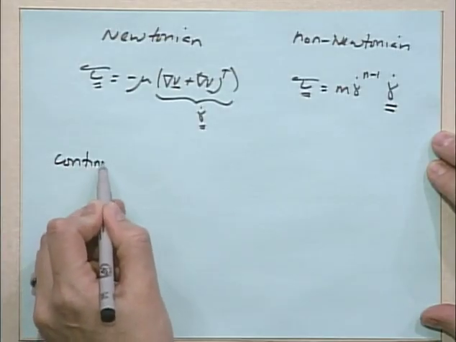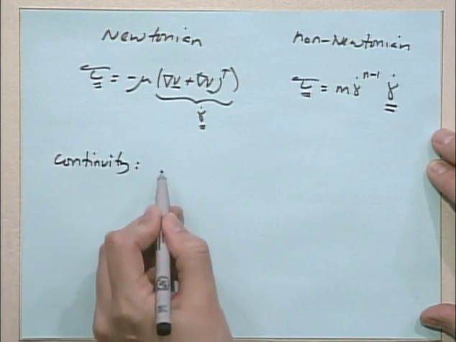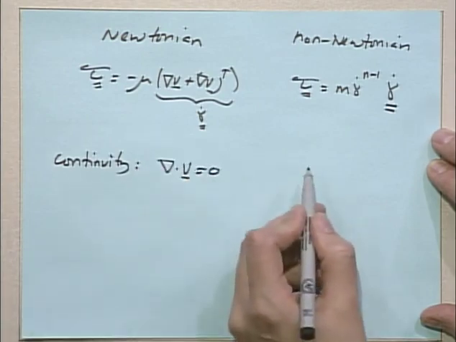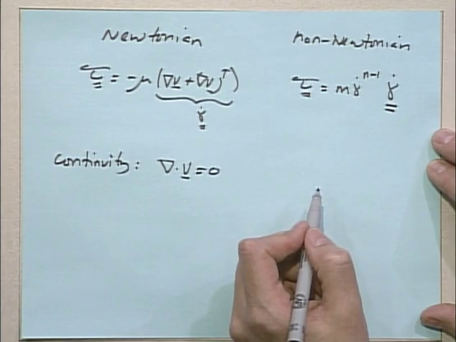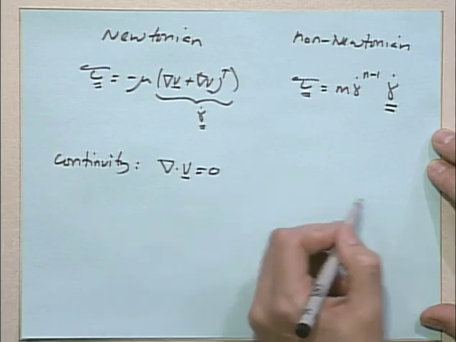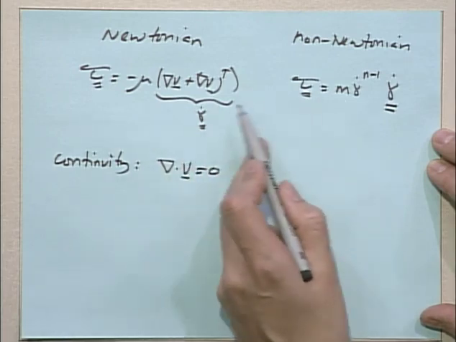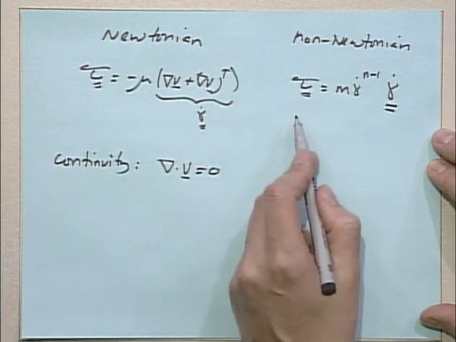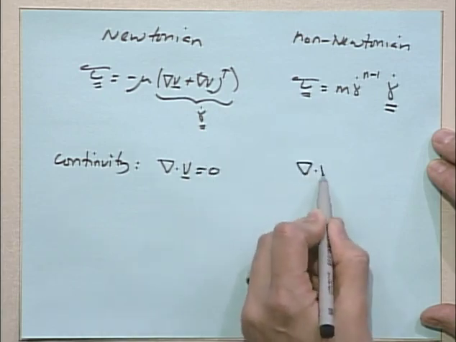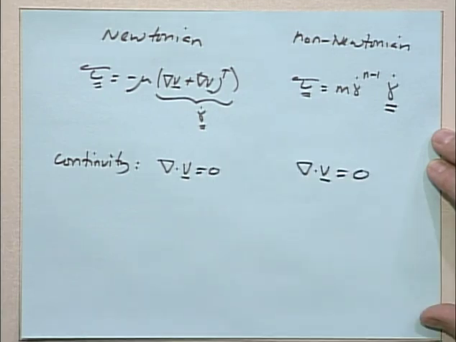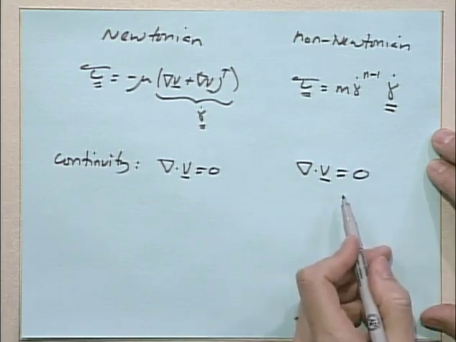So for the Newtonian case, the continuity equation for an incompressible fluid is del dot V equals 0. What's the continuity equation for the non-Newtonian case? Same thing, right? Mass is conserved the same way. The only difference between these two materials is in their stress, which relates to the momentum, the force balance, not to the mass balance. So this is the same.